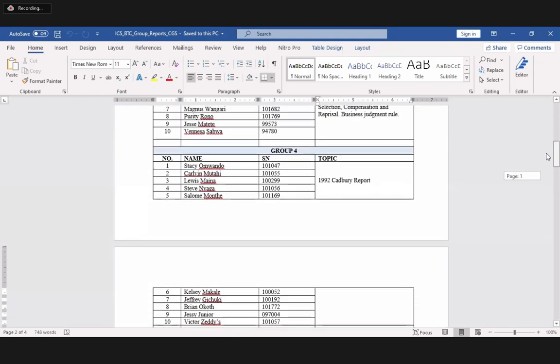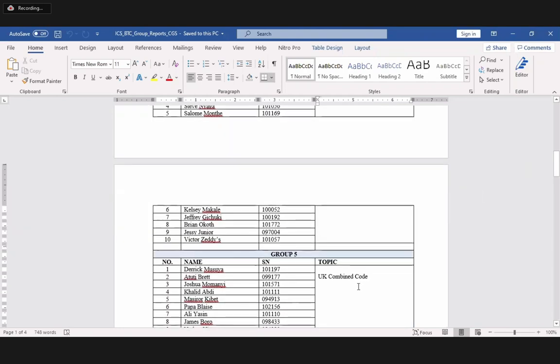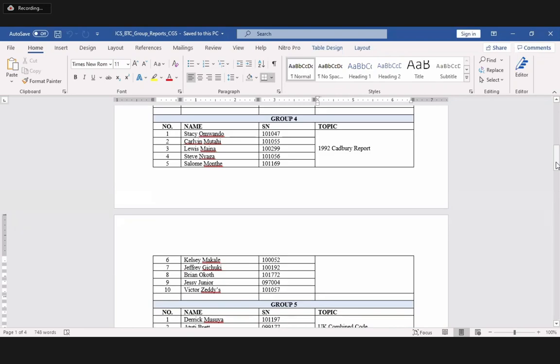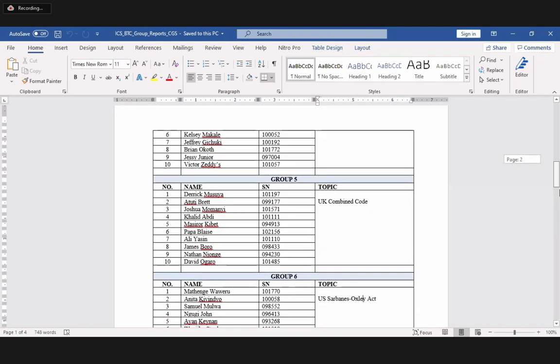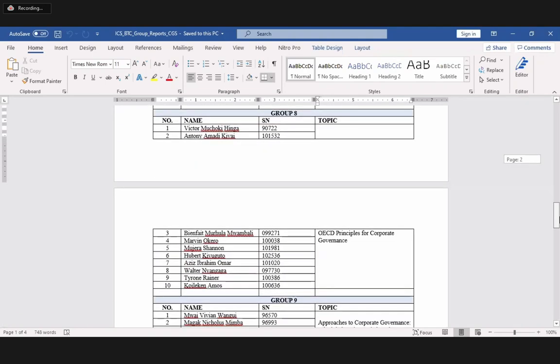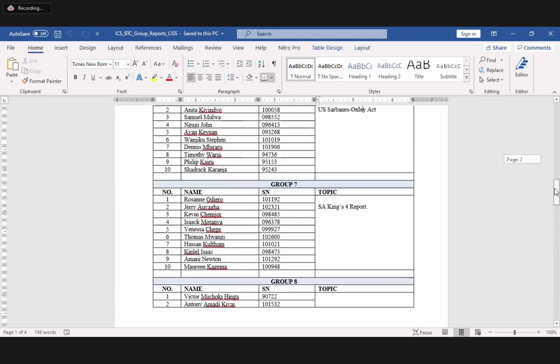Because Cadbury actually is the first English code. It should form part of the combined code, but it's a code on its own because it's the very first governance code all around the world.